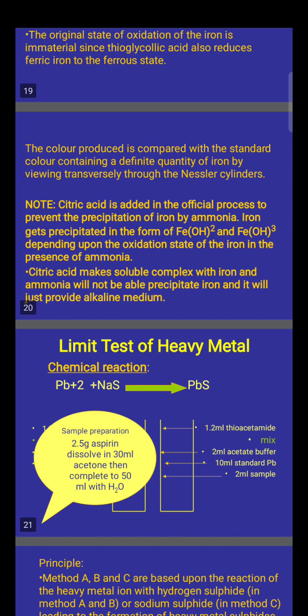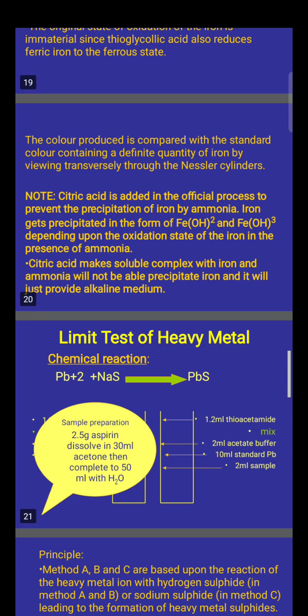Here is also one note added. Citric acid is added in the official process to prevent the precipitation of iron by ammonia. That I have already told you. Iron gets precipitated in the form of ferrous hydroxide and ferric hydroxide depending upon the oxidation state of iron in presence of ammonia. So citric acid makes a soluble complex with iron, and ammonia will not be able to precipitate iron and it will just provide an alkaline medium. Okay, got it?